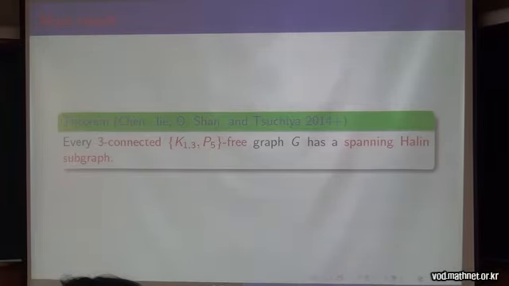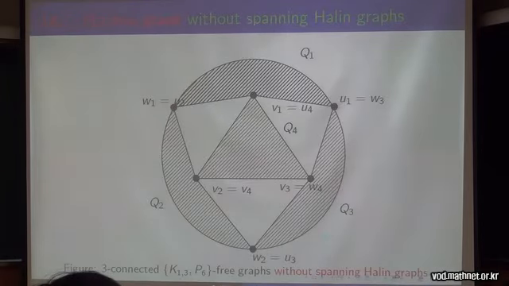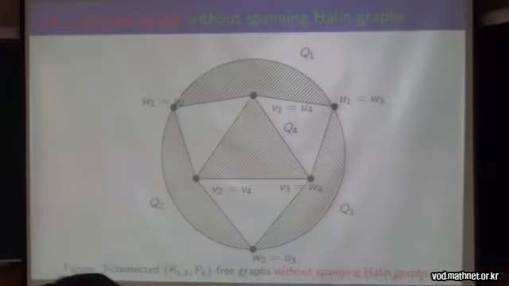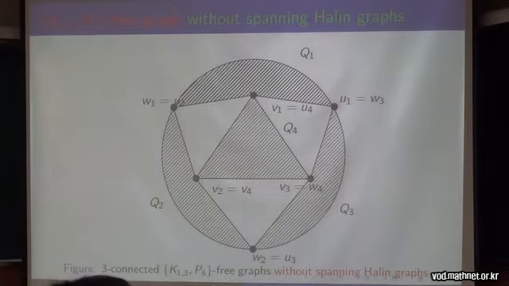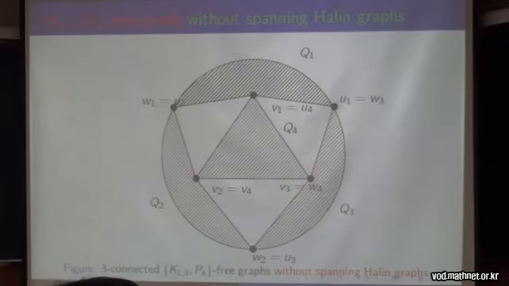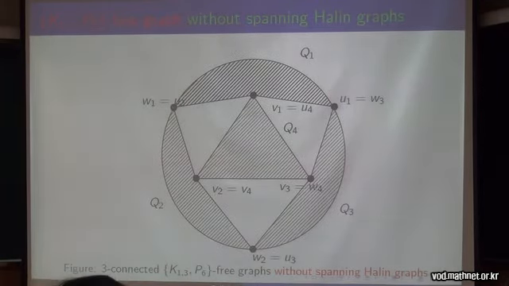But if we replace P5 with P6, then it's very tough. It was very tough to construct the example. So that looks like this. The shaded region is a complete graph, and there are at least 2 vertices inside and here. So a clique has at least 5 vertices.